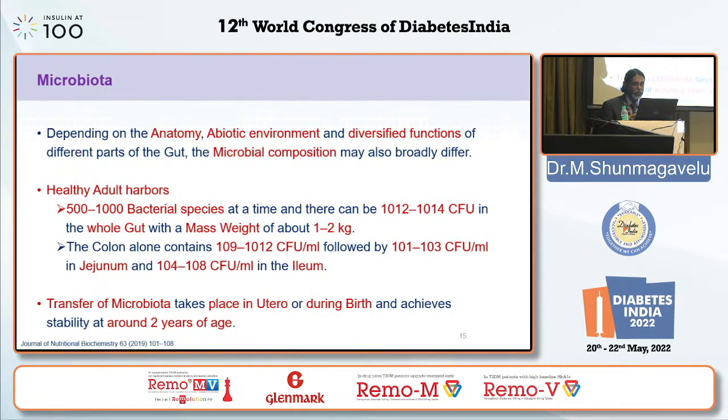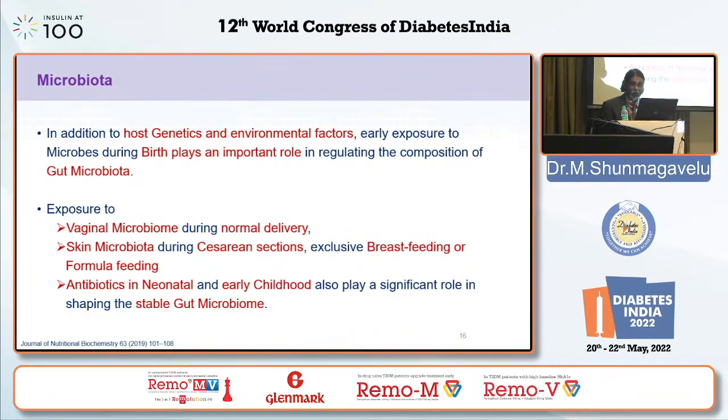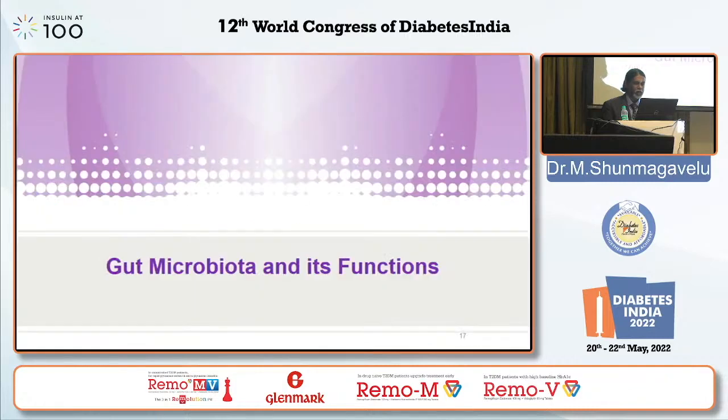So if you look into the transfer of microbiota, it takes place in utero or during birth. They achieve stability around 2 years of age. In addition to genetics and environmental factors, early exposure to microbes during birth plays an important role. Exposure to vaginal microbiome during delivery, skin microbiota during cesarean section, and antibiotics in neonatal and early childhood play a significant role in shaping the stable gut microbiome.